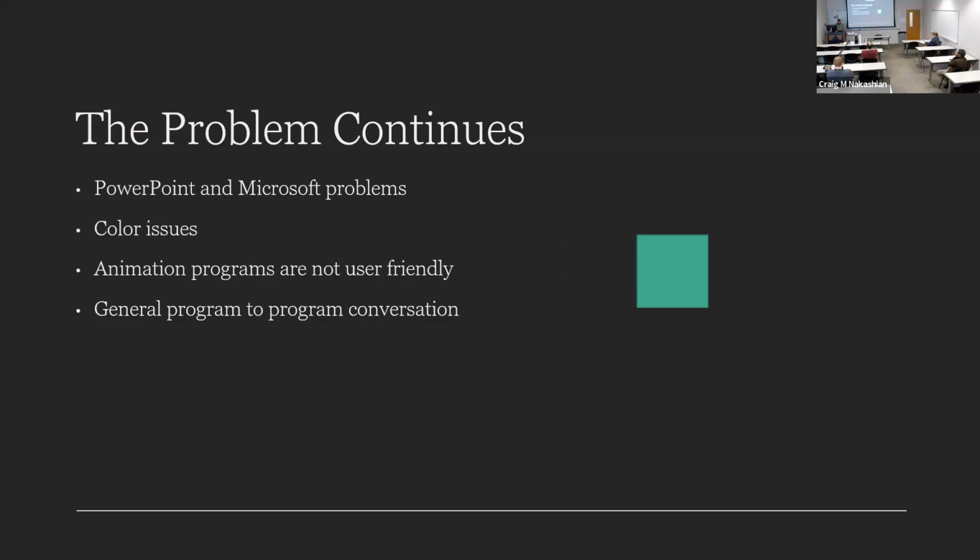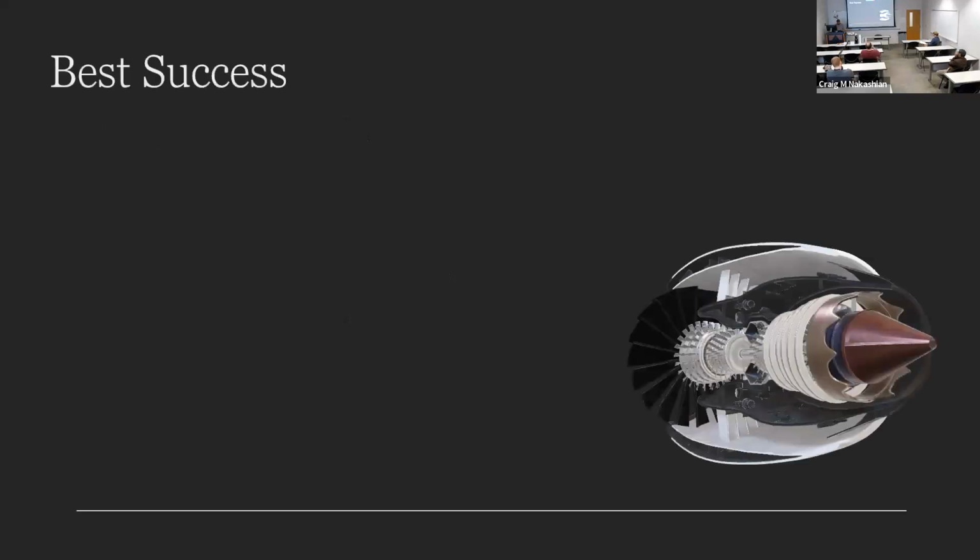General program to program conversation. What I mean by that is when we go into GeoGebra and build a vector diagram, I have to take that vector diagram in a 3DS model and throw it somewhere else to be colored. When I pull it out of there, it's colored, I send it to PowerPoint, and PowerPoint says, no, it's actually gray. So there's a lot of program to program conversation that's missing.